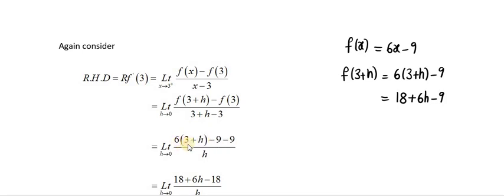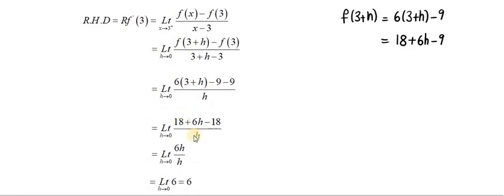Observe, 6 3s are 18. 6 into h is 6h. Minus 9 is minus 18. Divided by h as it is. Observe the numerator. Here we have positive 18, here we have negative 18. Cancel those two, 18 and minus 18. Then we are going to get 6h by h. Now h and h cancel. Then we are going to get 6.